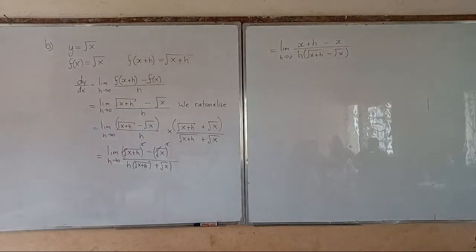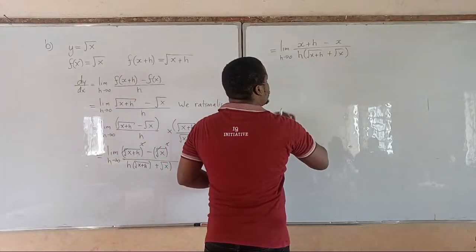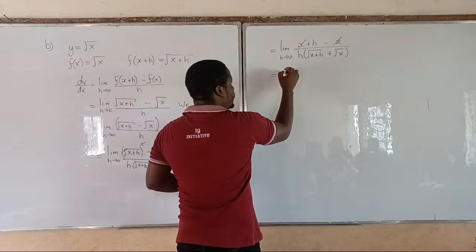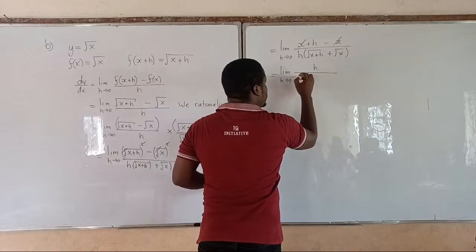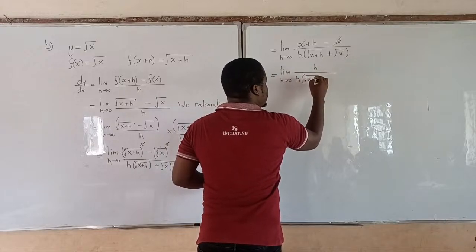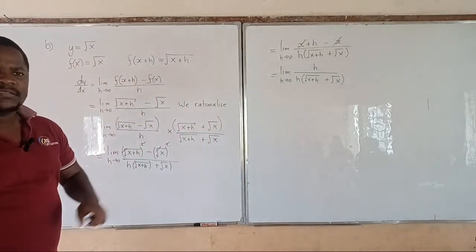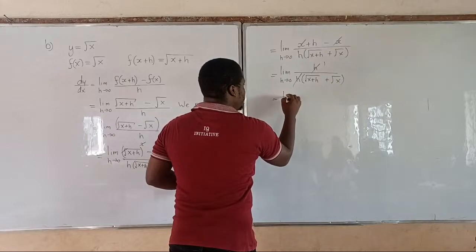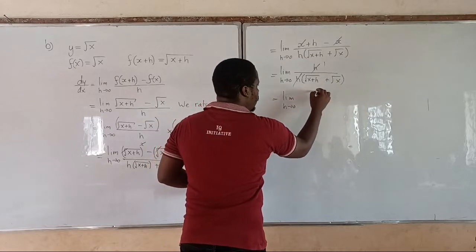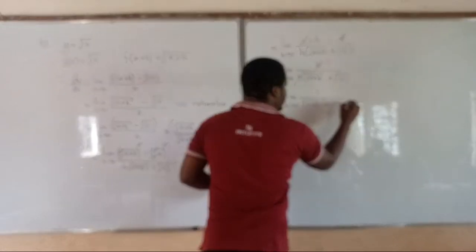What will happen in the numerator? The x and the x will cancel. One is positive, one is negative. So this x and this x will cancel. What do we remain with? Limit as h approaches 0. So we just have h over h times (the root of x + h plus the root of x), like that. What next? The h and the h will cancel. So this cancels, this cancels, just remains 1. So limit as h approaches 0 of 1 over (root of x + h plus root of x).